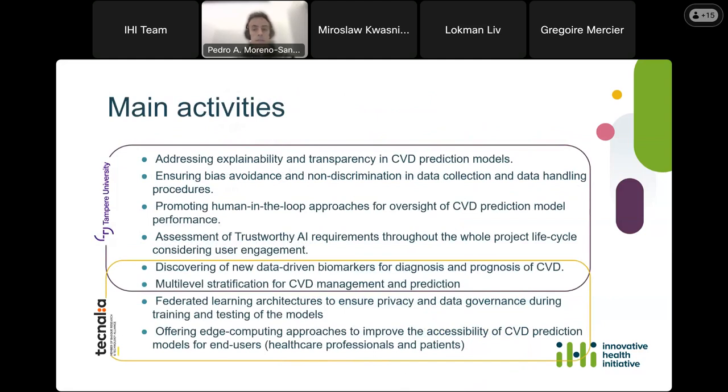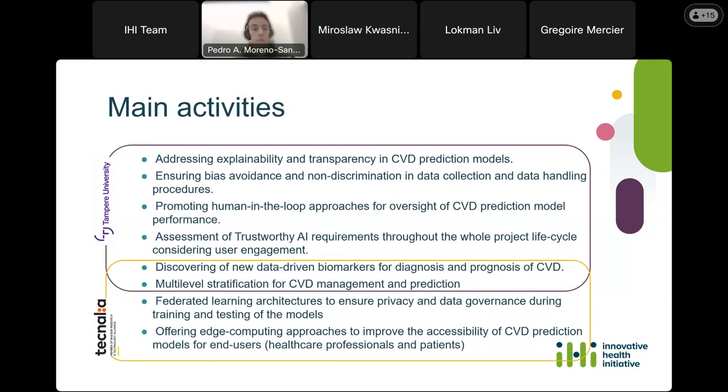So this idea stems from a collaboration between Tampere University, located in Finland, and the renowned Spanish Research and Development Center, Tecnalia. Together, we bring our expertise proposing several key activities, all of them aligned with the trustworthy AI principles defined by the European Commission. We are dedicated to enhancing the explainability of the cardiovascular disease prediction models, avoiding biases and discrimination in the prediction, and promoting a human-in-the-loop approach that not only continually improves the accuracy and reliability of the models, but also ensures the expert oversight on those models.